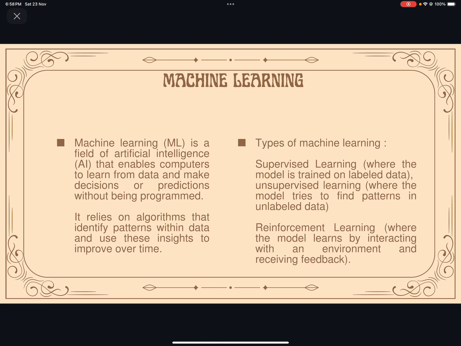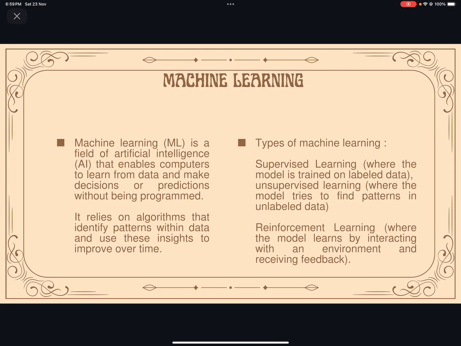And now moving on to the second Gaussian elimination application, which is machine learning. Machine learning is a field of artificial intelligence, or AI, that enables computers to learn from data and make decisions or predictions without being programmed. In other words, the machine learns by itself without human interaction. So it relies on algorithms that identify patterns within data and use these insights to improve over time.